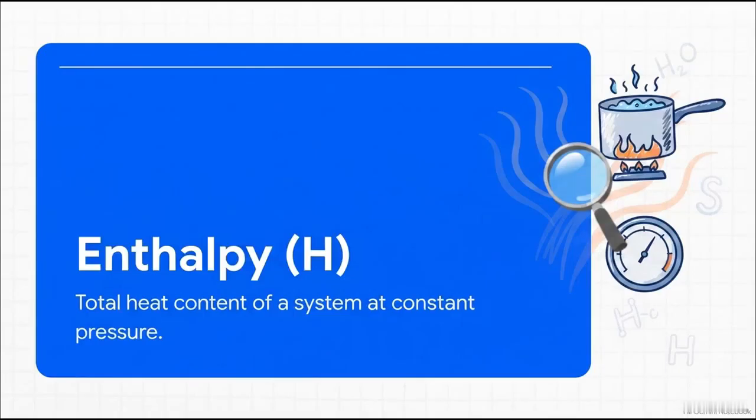Enthalpy, which we represent by the capital letter H, is a thermodynamic property that represents the total heat content of a system at constant pressure. I really want you to mentally highlight two phrases here, total heat content and constant pressure. In the real world, most chemical reactions, like just boiling water on your stove, happen at a constant atmospheric pressure. Enthalpy is basically the perfect tool for measuring heat in exactly these types of everyday conditions.